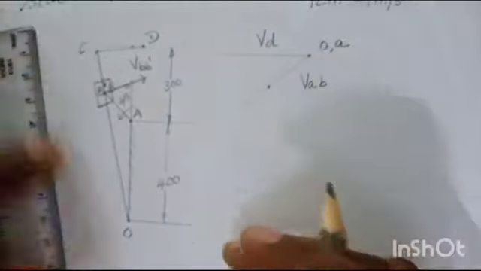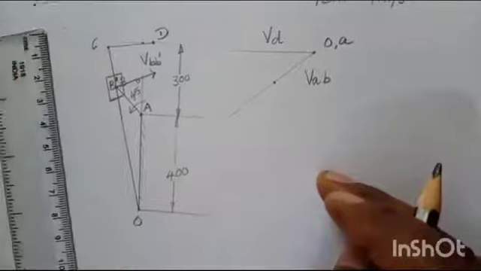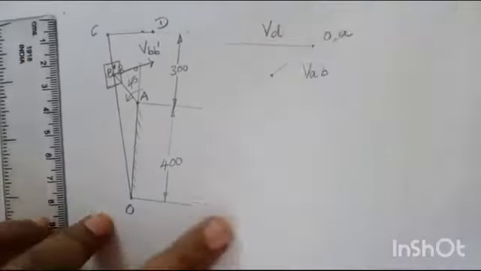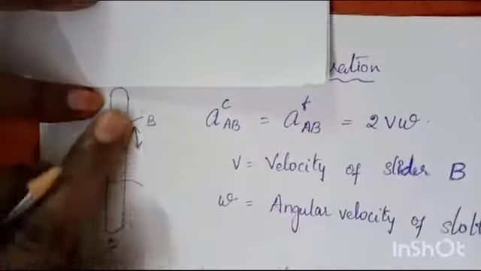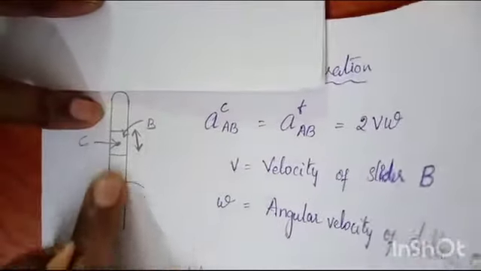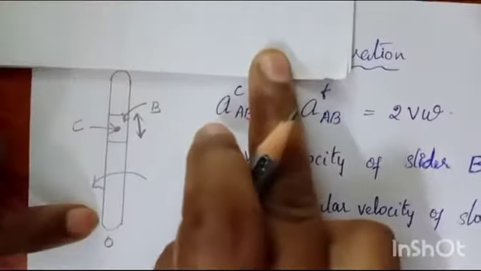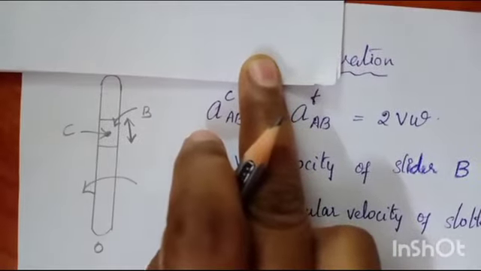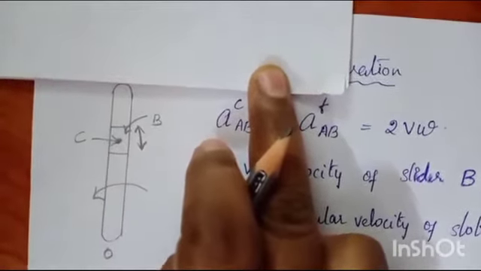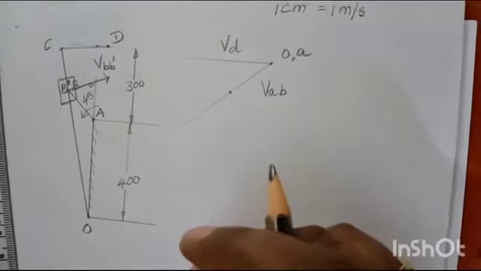Now the Coriolis acceleration. Acceleration comes outward, but the velocity is in the slotter itself. The diagram I have explained that it is constrained in this way. The slider moves in this particular slotter alone, so the velocity always exists in the slotter itself, either up or down. It does not come out. In the slider alone, the velocity is parallel to that particular slider movement. It does not come in the perpendicular direction. So with respect to that, you have to move further.